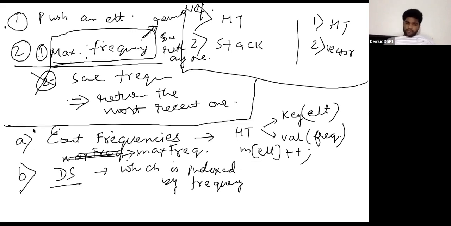So part B is where the problem starts coming in. You need to retrieve the maximum frequency. So my next intuition, or my next line of thinking, is that let me have a data structure which is indexed by frequency, right? That is one way I could go ahead and have a maximum frequency.